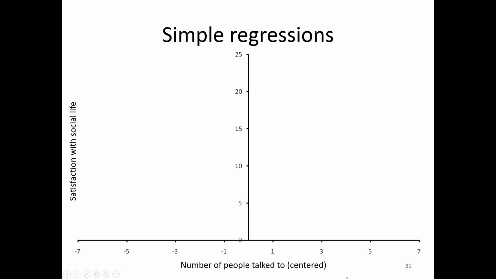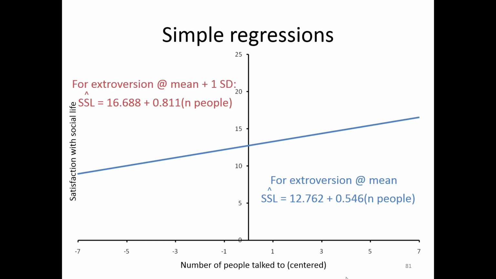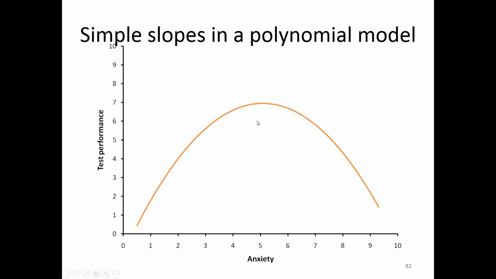So this is what you can get if you plot this in Excel for extroversion at the mean. There's our simple slope line. For extroversion at a high value, the mean +1 standard deviation, you can see it's a little bit steeper. And then for a low value of extroversion centered at the mean -1 standard deviation, there we get that simple slope. So it's a lot shallower. So you can see the tilt or the slope of these lines increases as you get to higher levels of extroversion.